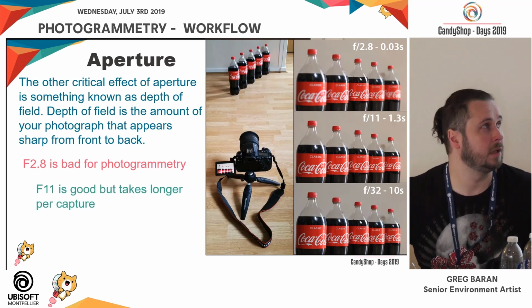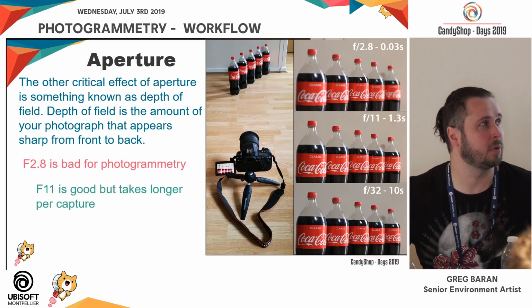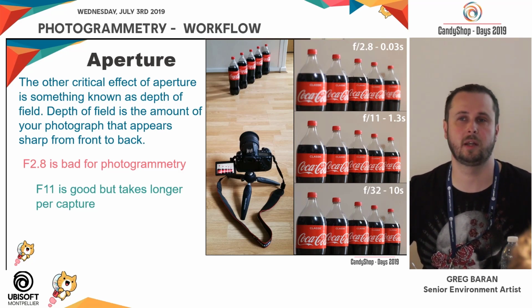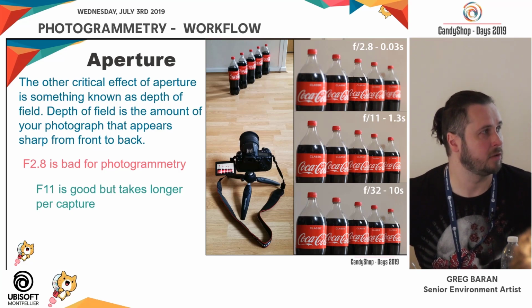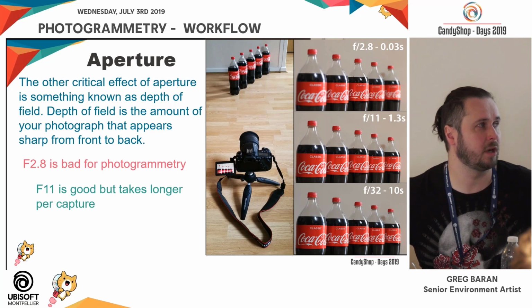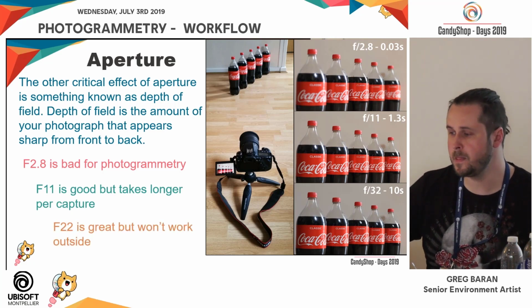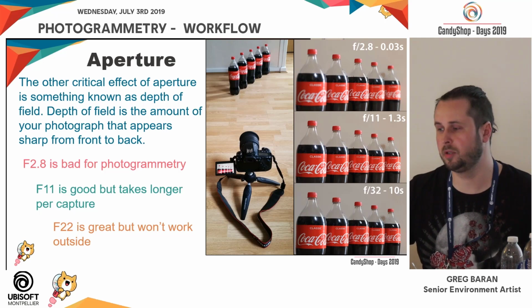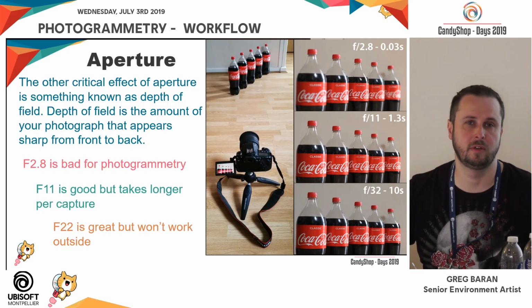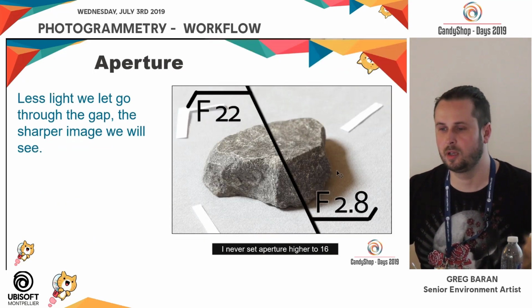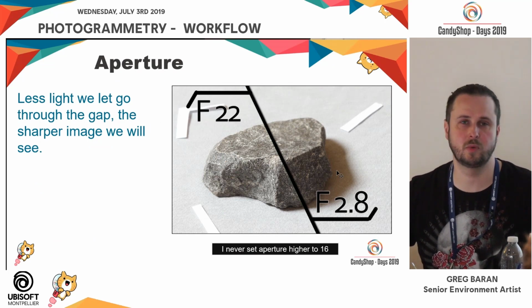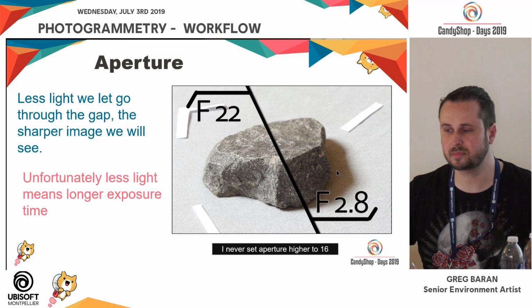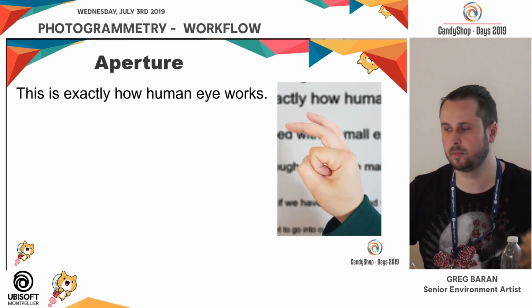The next one is f11. You can see it took 1.3 seconds, so it's impossible to stabilize with the hand. But all bottles are pretty sharp on this one. And the last one, there's a mistake, it should be f22. It's super sharp, but it took 10 seconds to take a picture. So it's impossible to stabilize the camera, even with a tripod it's pretty hard. And the less light we let to the sensor, the sharper image we get. And it means also longer exposure time.